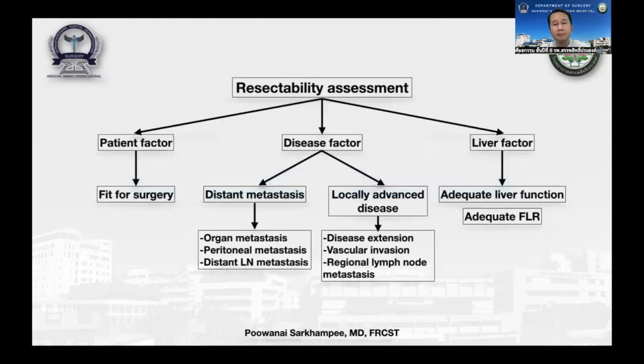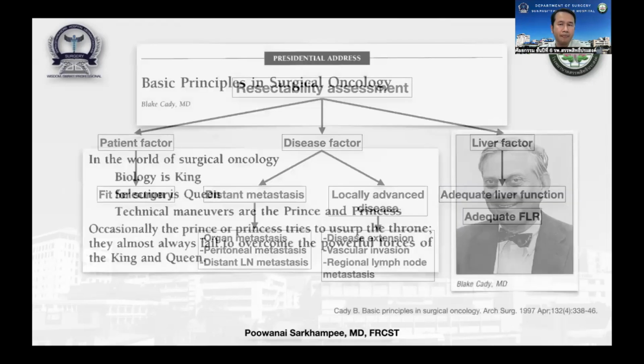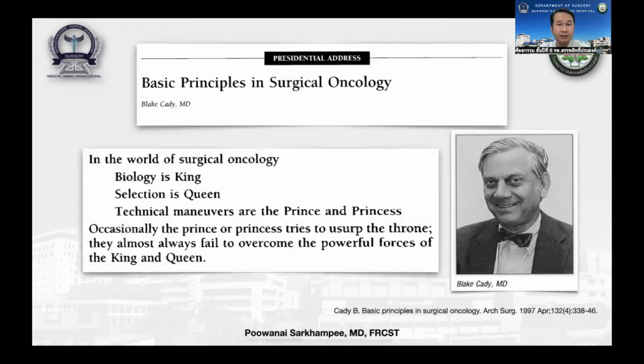But in my opinion, this is my practice for resectability assessment: three factors, patient factors, disease factors, and liver factors. For disease factors, I will assess distant metastasis and local regional disease. And the most important factor is the liver factor. The liver of the patient must be adequate to perform liver resection, because we want the survival outcome, not only technical resectability. This is the principle that Dr. Blumgart told us many years ago. This is the most important thing for surgical oncology.